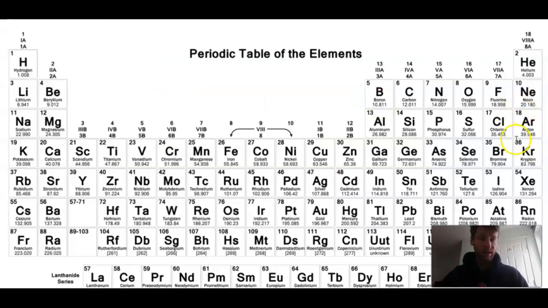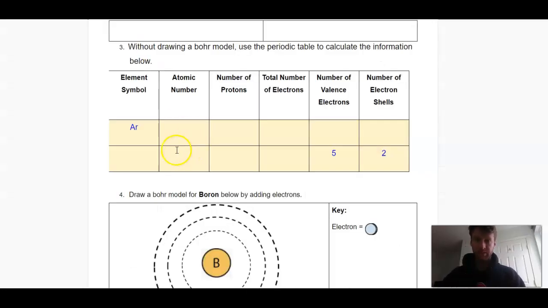So argon is here, 18. So that's its atomic number. I see that it is in group 8A, and it is in 1, 2, 3. It's in the third period. So let's fill out that information.